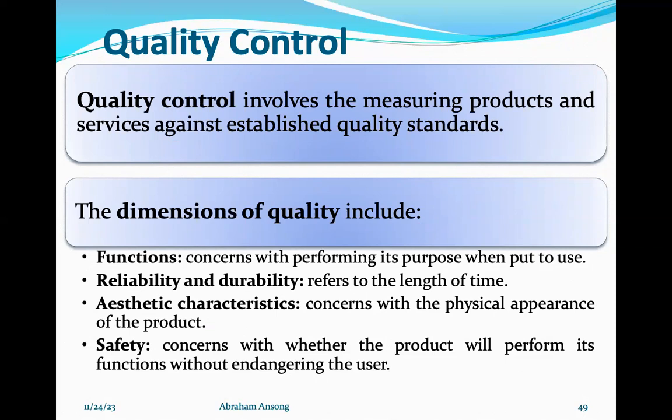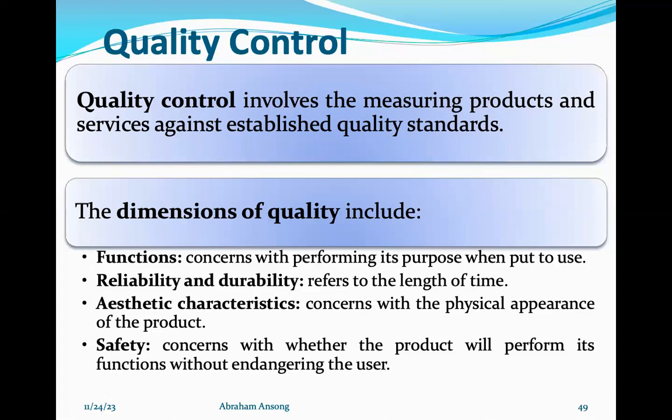Quality is not our perception of what quality is. It's based on the standards that were set from the beginning of our production activity. So quality control is basically to make sure that our products and services will match the quality standards that we established at the beginning of our production. Okay, so we have the dimensions of quality. What are the various factors that you have to consider when you're establishing the quality standard?